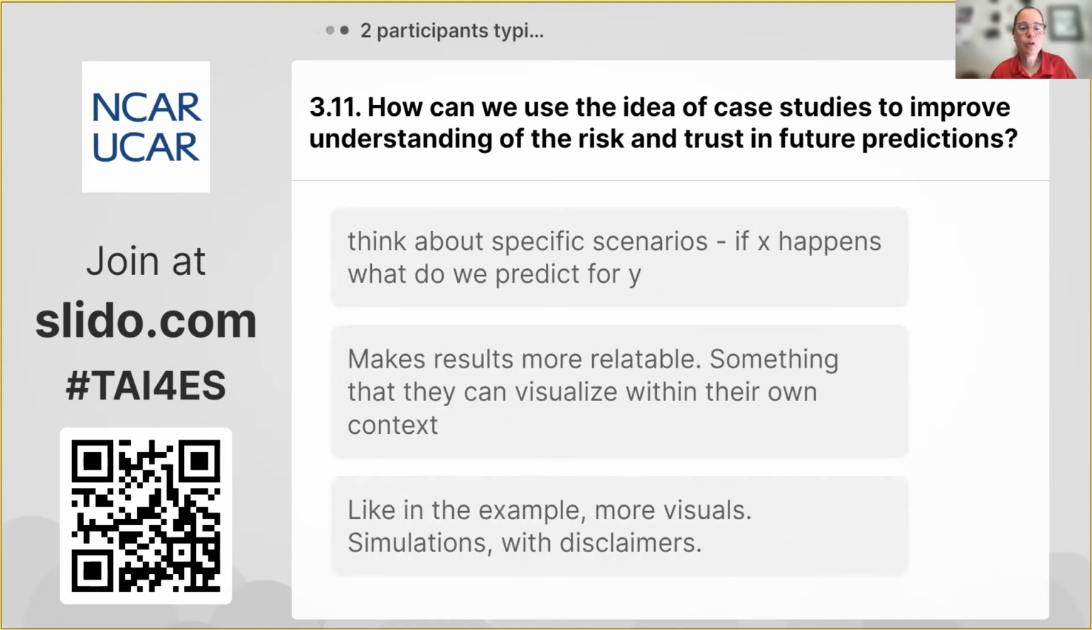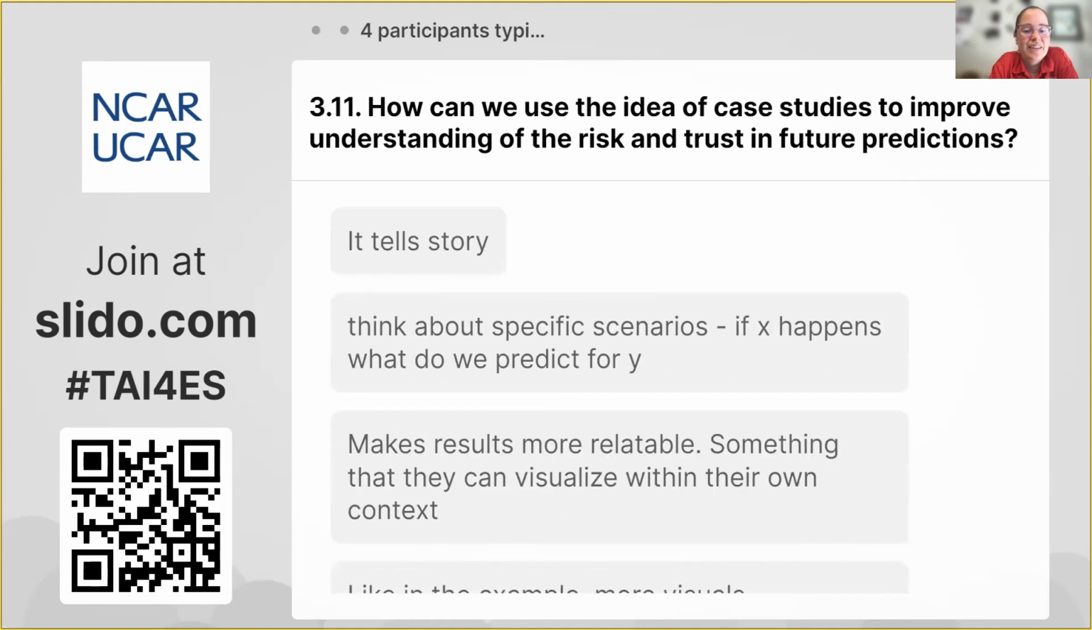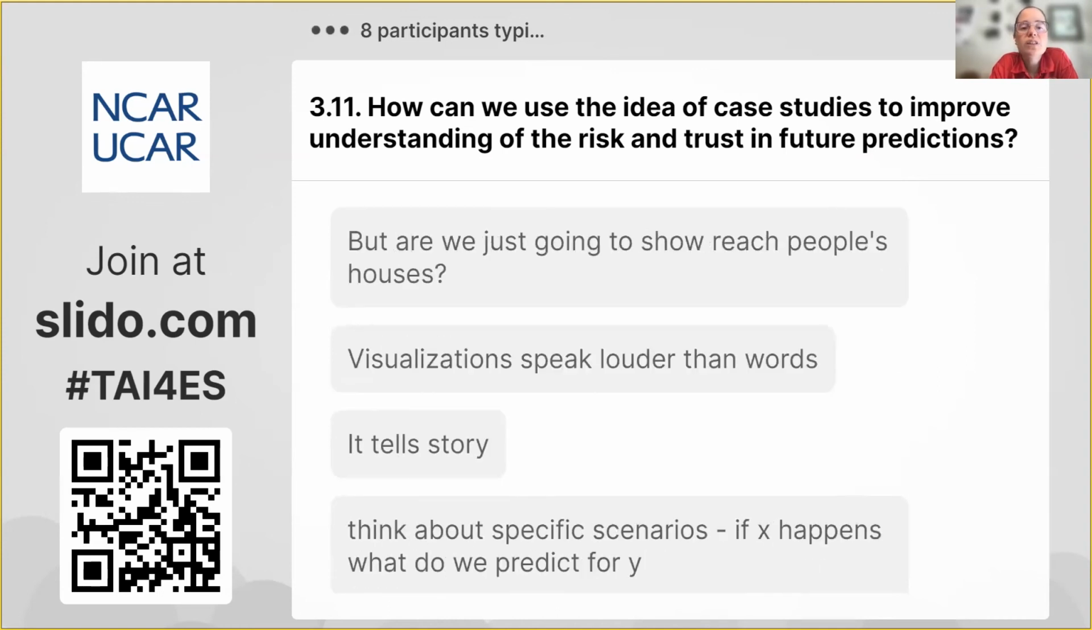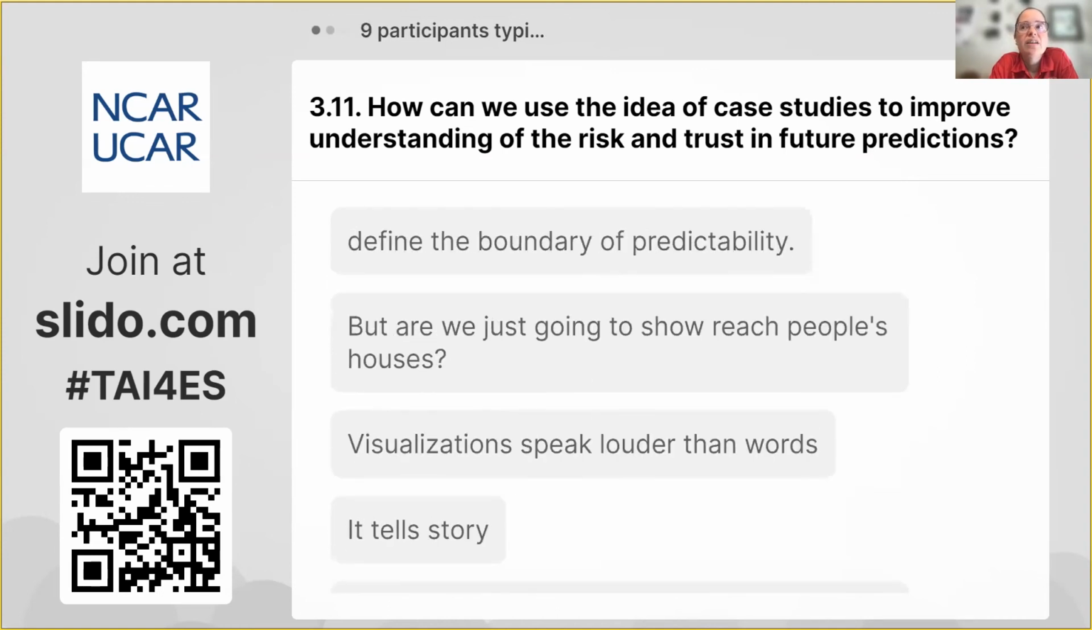It makes the results relatable, something they can visualize with their own context. Yes, I like that. But then we get into these really interesting ethical scenarios. That's the part I was very curious about. It tells a story. I agree. And I think that somehow this story, I mean, if you look at this and you think, what does a 1 in 1,000-year flood look like? And what happens if this 1 in 1,000-year flood happens 1 in 50 years or 1 in 20 years? You still don't know what it looks like until all of a sudden you look at the flood.